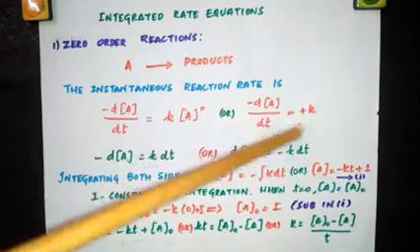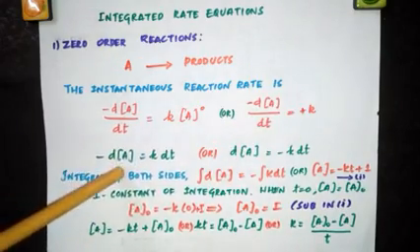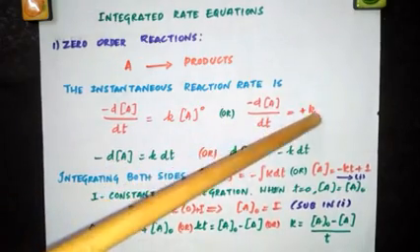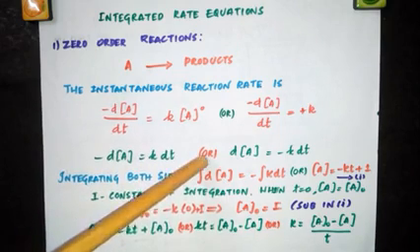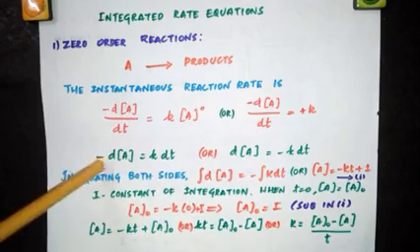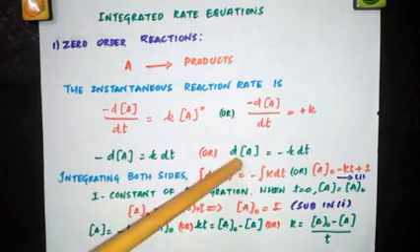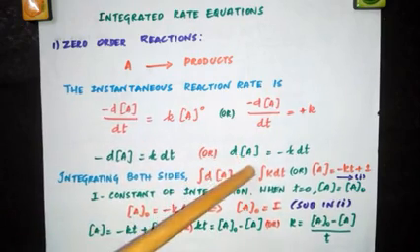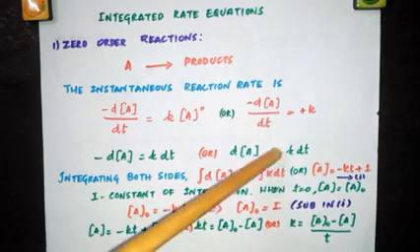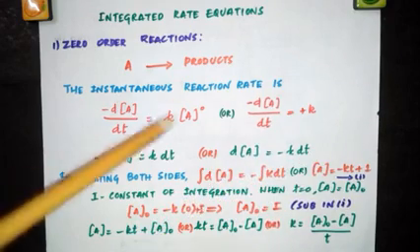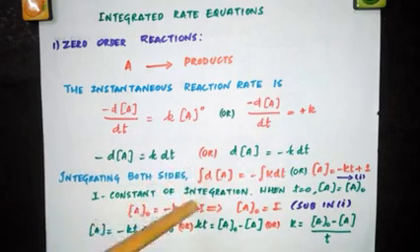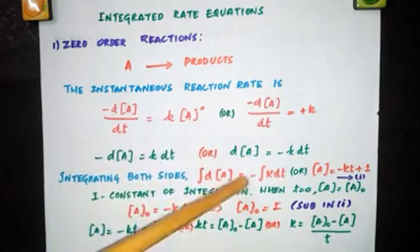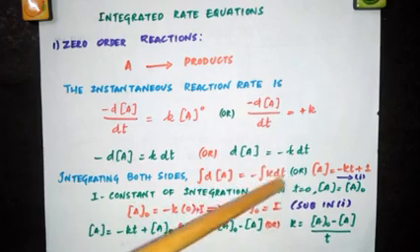We are rearranging this equation like this. Minus dA, taking this dt to this side, is equal to k dt. Or you can take this negative to the other side. So you are getting an equation d concentration of A is equal to minus k dt. Now we are going to integrate both sides. Integration dA is equal to minus integration k dt.